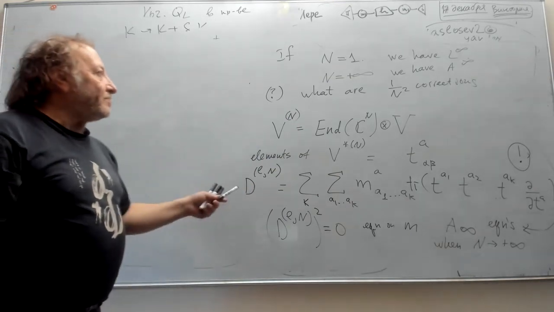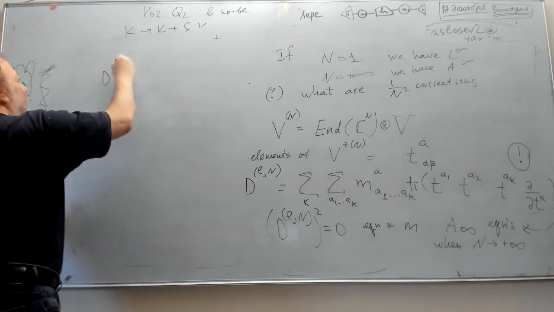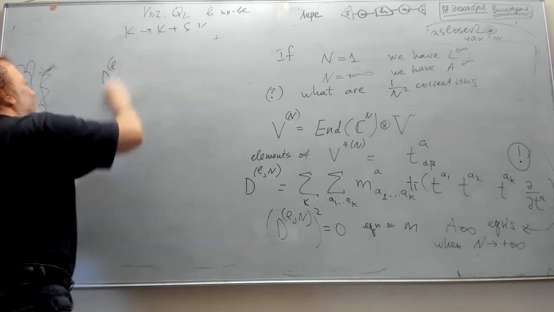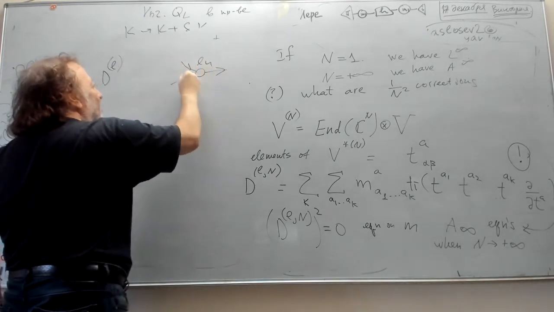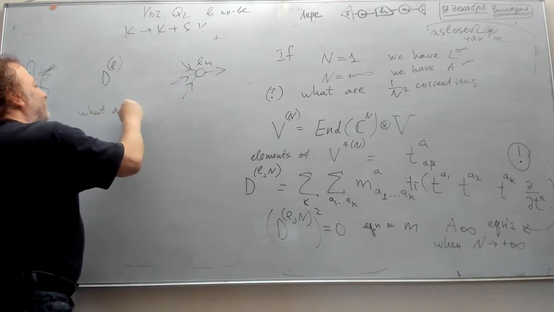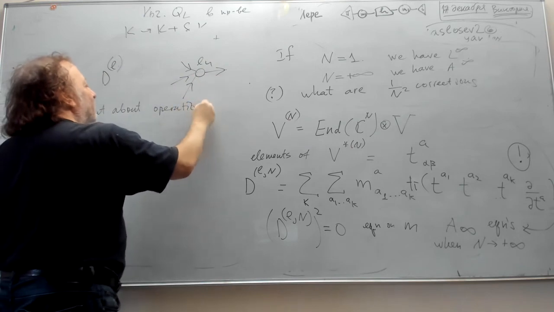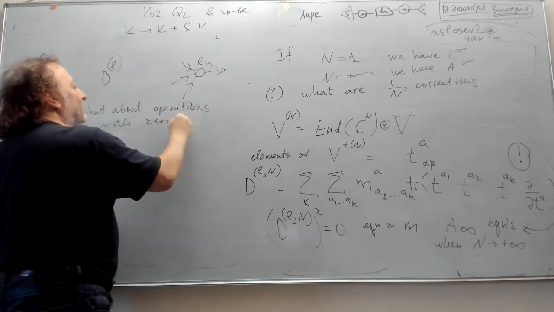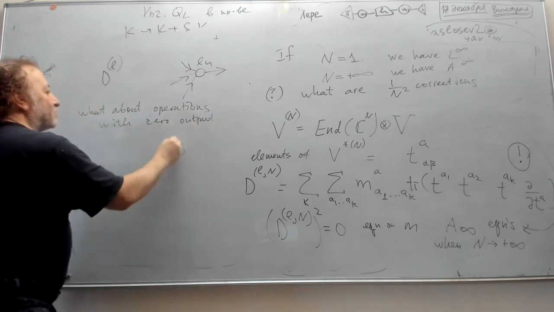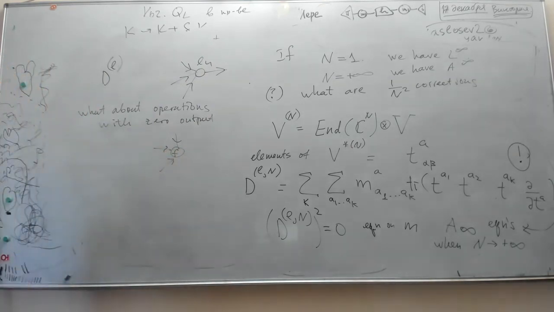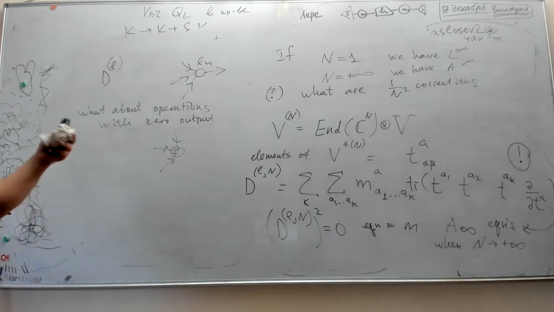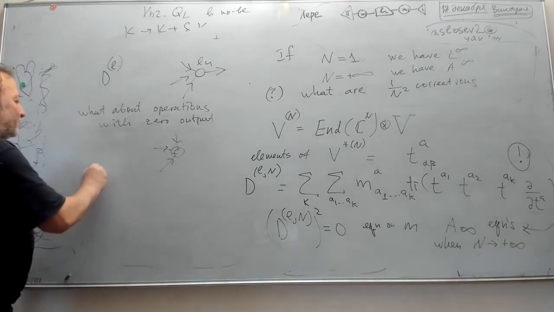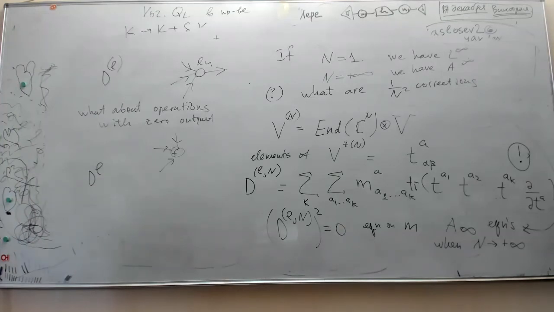Now, another game. You have DL. So it's a vector field. So a vector field is about operations with one output. Now, what about operations with zero output? That I called F. Of course, I wrote down equations, quadratic equations. What is the way to pack them together?